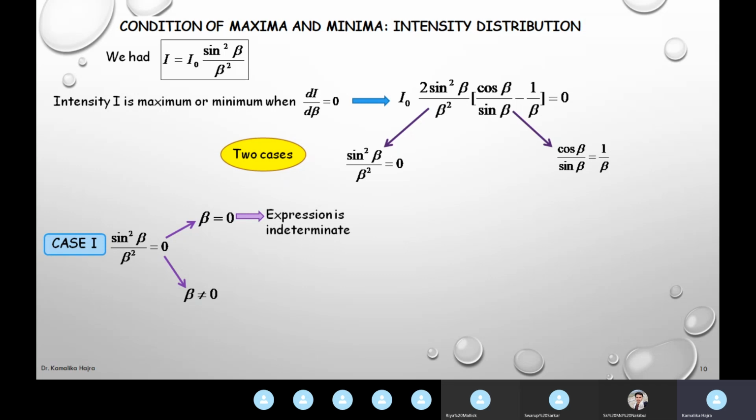Does anybody remember what we do when we have an expression like this? 0 by 0. What mathematical rule do we apply? L'Hopital's rule.